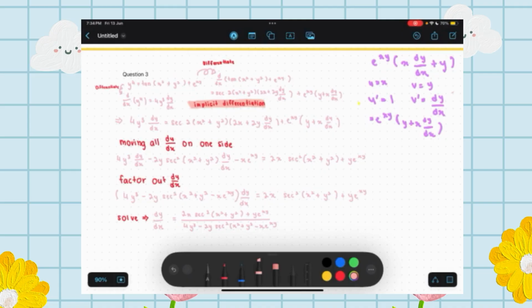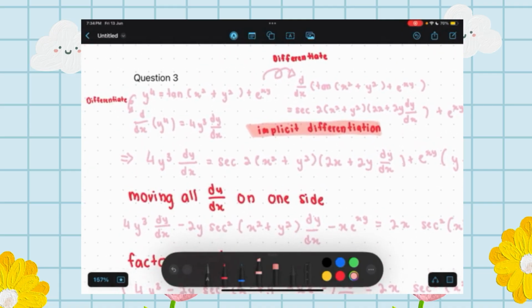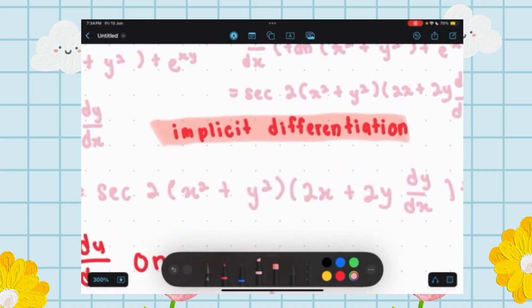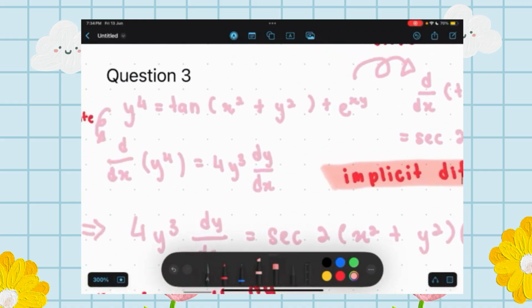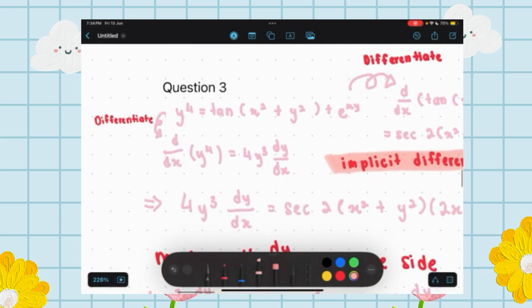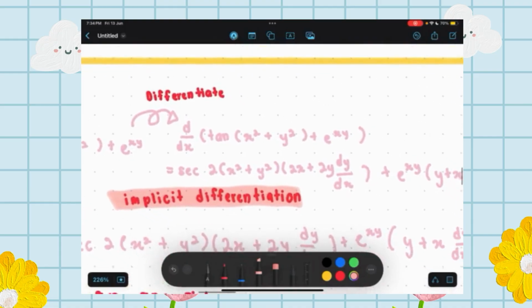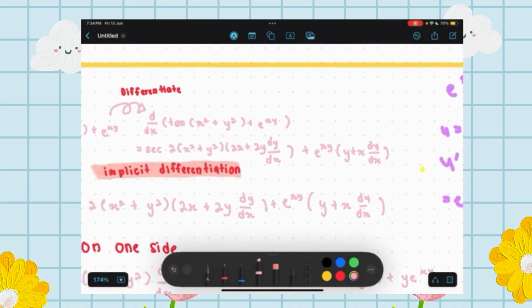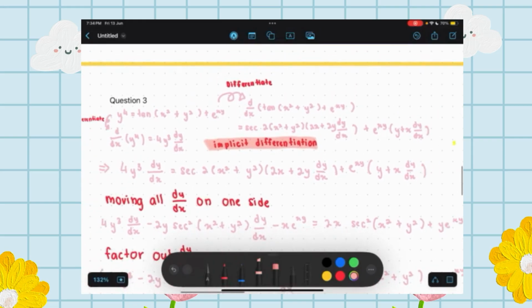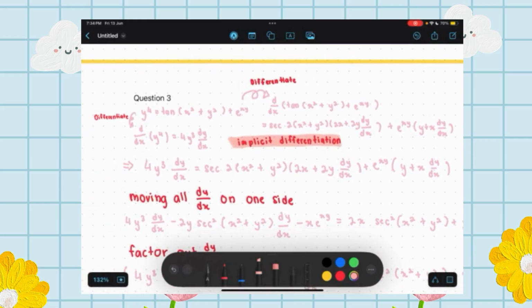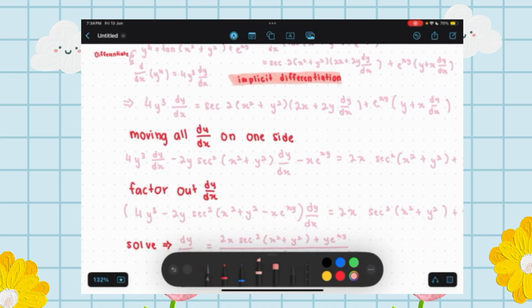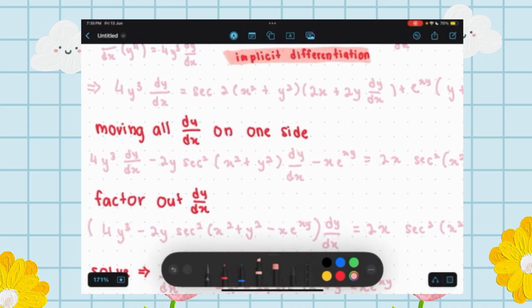So there's given one equation to solve using the implicit differentiation. So the equation is here. So the first step is differentiate both sides, the left side and the right side, and then substitute everything in one equation, and then you need to move all dy over dx on one side like this.